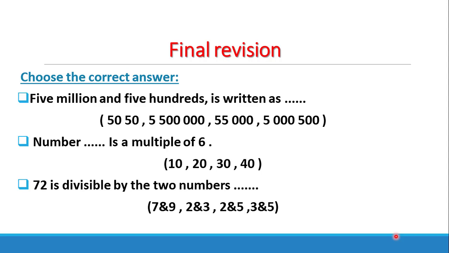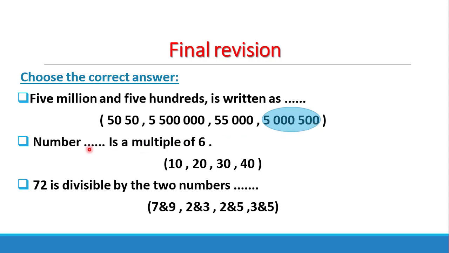Number 1, 5,500,000. As you can notice, there is no thousands here. So I choose the last choice here, 5,500,000. 5 in millions and 5 in hundreds.